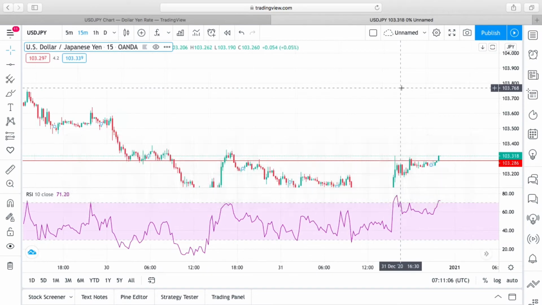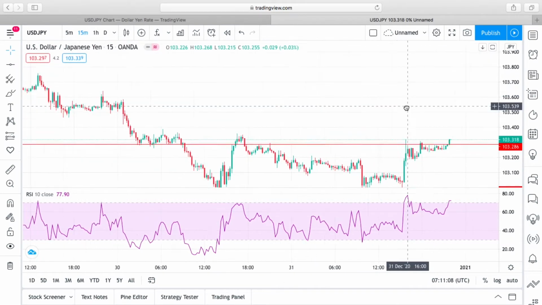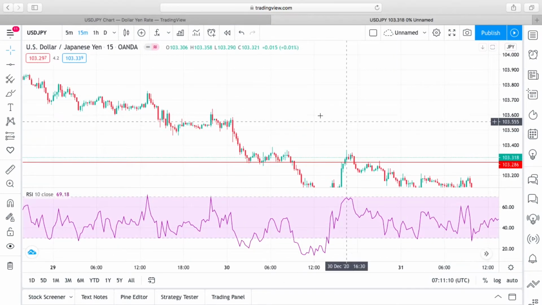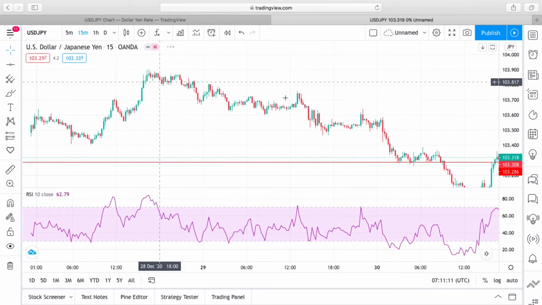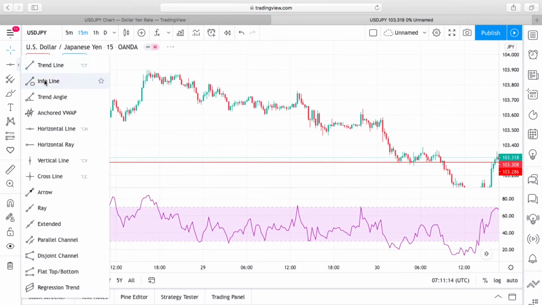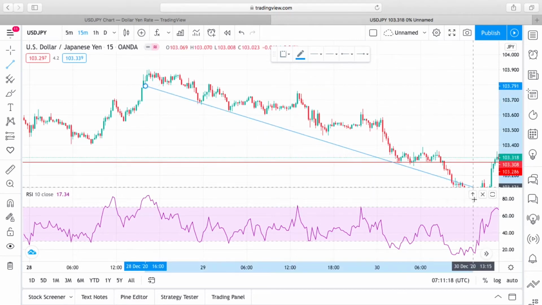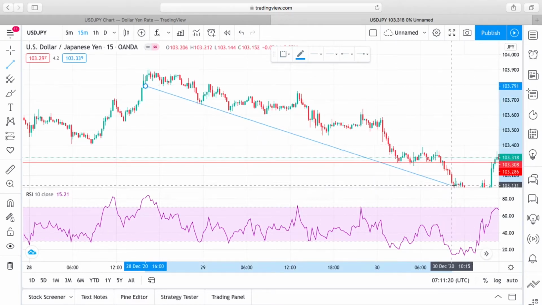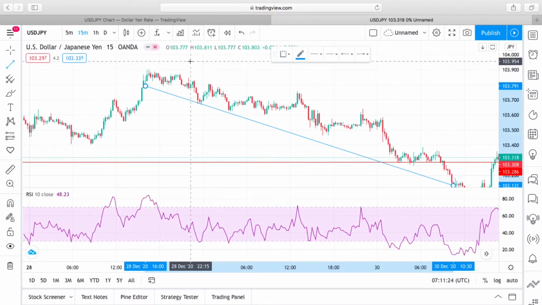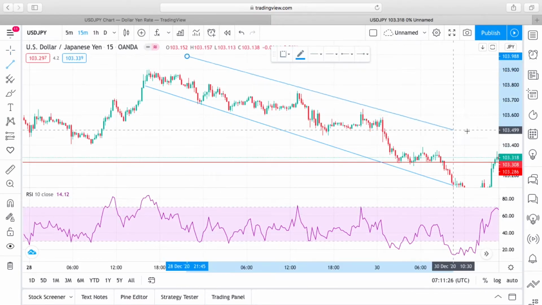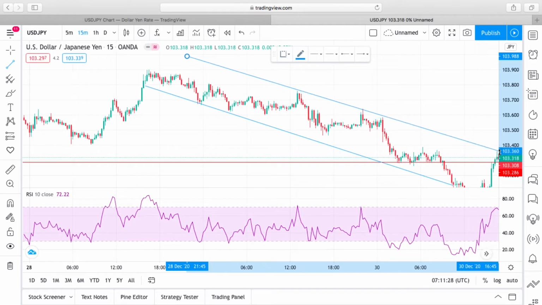What is a downtrend? A downtrend is when the price is just going down, down, down, just like this. If I want to draw my trend line, you use trend lines to get market conditions. Me, I like getting touches. If I don't get touches, I know that what I'm drawing is not right.